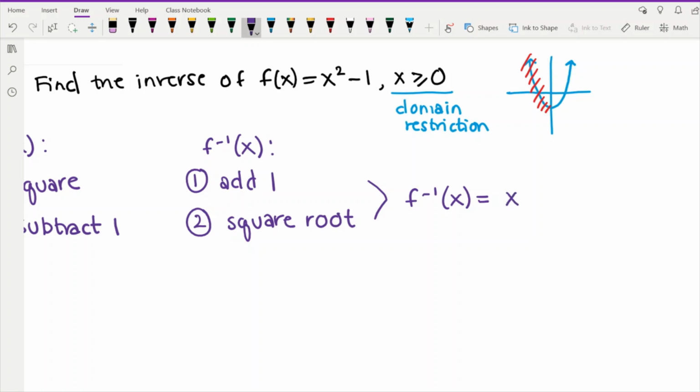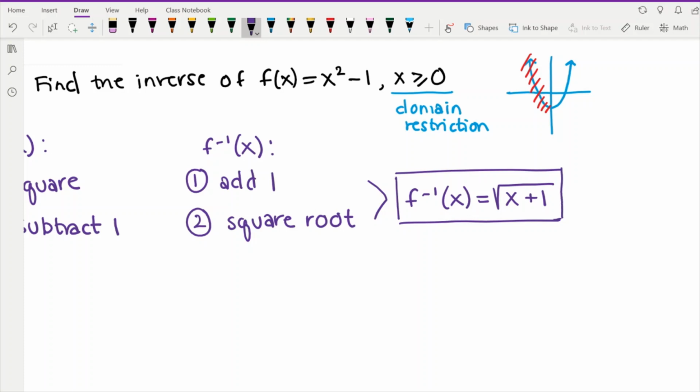So we have our input x. We want to start by adding 1, right? That's the first step. Then we're supposed to take the square root of the result, which means we want to take the square root of the whole thing. We want to ensure that first you're adding 1, then you're taking the square root. And that's it. That is our inverse function.